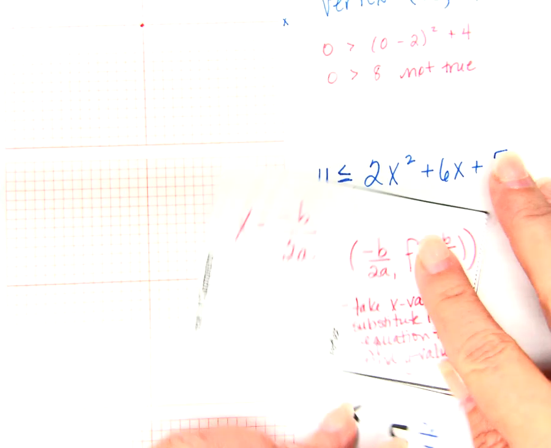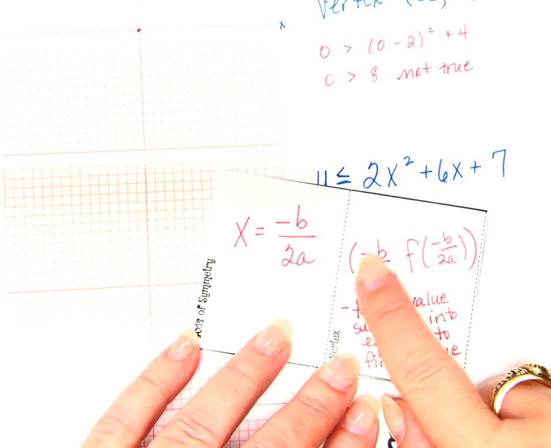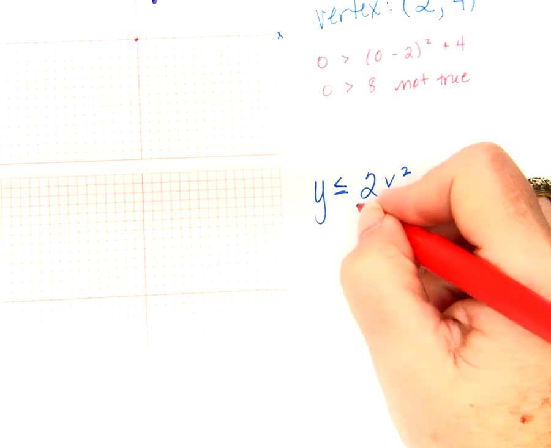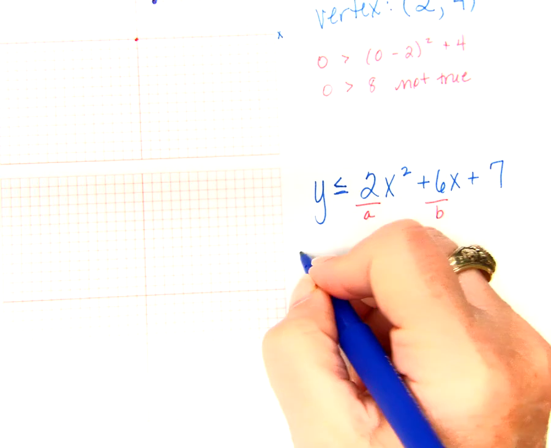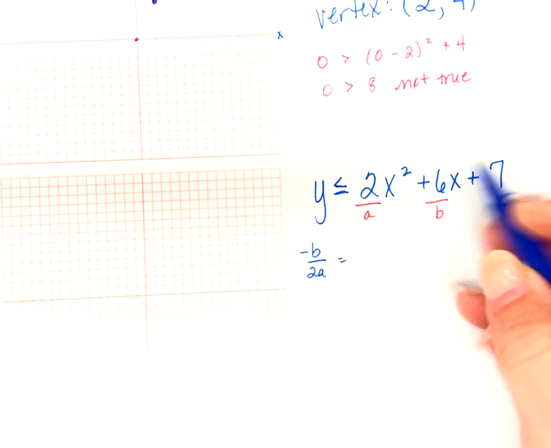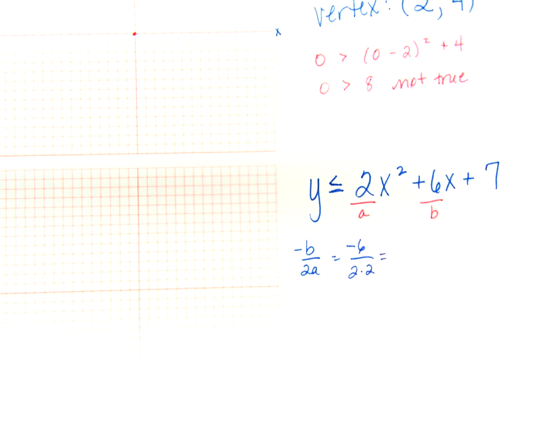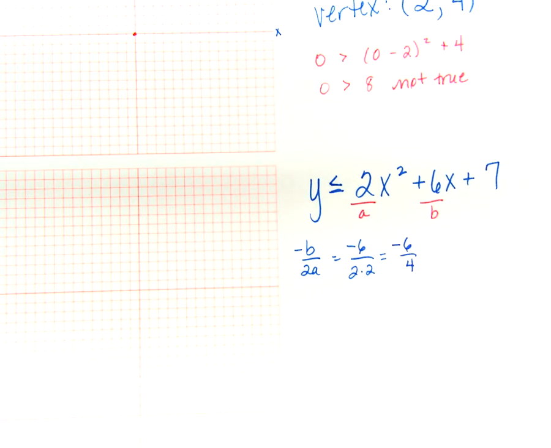Now, what do we know about the vertex in standard form? The x-coordinate is negative b over 2a. Okay? So I need to come back to my inequality and label at least a and b. That's really what I care about right now, right? Negative b over 2a is what I need. Negative b would be negative 6 over 2 times a, which is 2. What is 2 times 2? So I have negative 6 over 4. Does that simplify? It does, right? They're both divisible by 2.